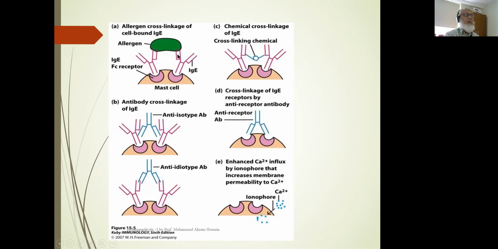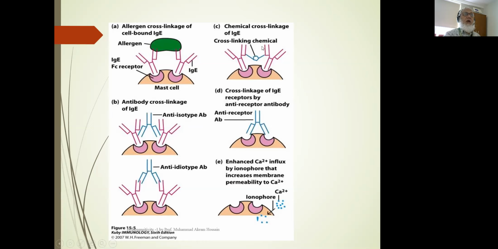This is one mechanism. There is another mechanism: if anti-isotype antibody, there is antibody which is formed against the FC portion, that can also lead to mast cell degranulation. And anti-idiotype antibody, say, instead of antigen, an antibody is formed against the FAB fragment. Here antibody is formed against FC fragment. Here antibody is formed against FAB. This is FC, this is FC. So this is anti-isotype antibody, anti-idiotype antibody. That can also lead to degranulation of the mast cell.